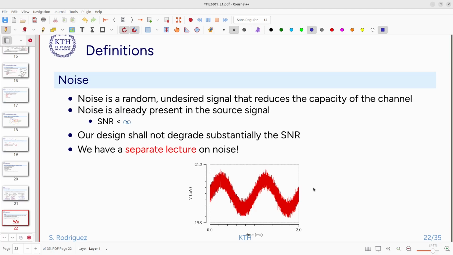Now, from the design point of view, we don't want to degrade the noise performance. So we do not want to add more noise than is already present in the system. It is unavoidable that we add some noise, but we should be very careful not to add substantially more noise than the one present in the system. So noise is a very interesting topic. We have a separate lecture on noise.